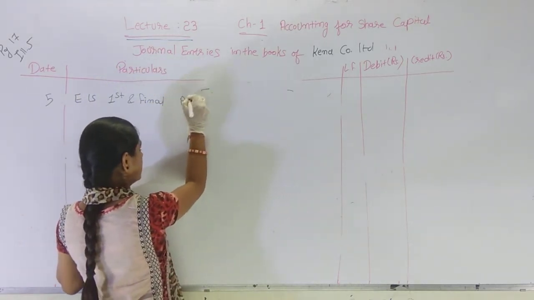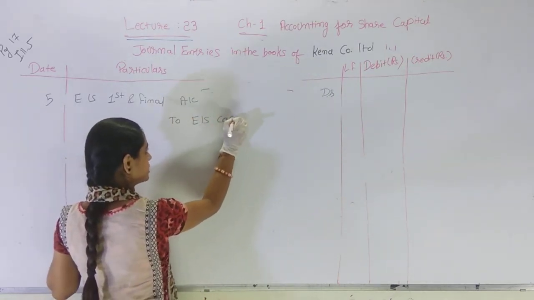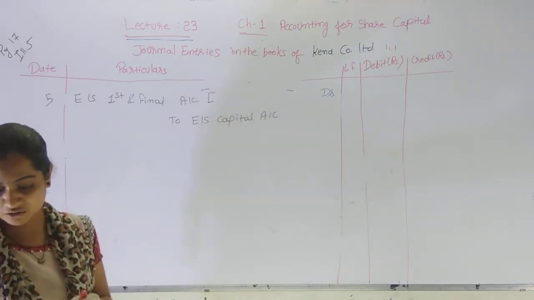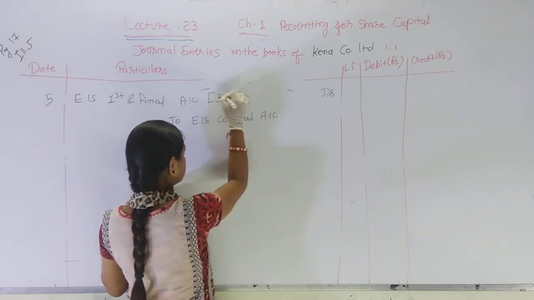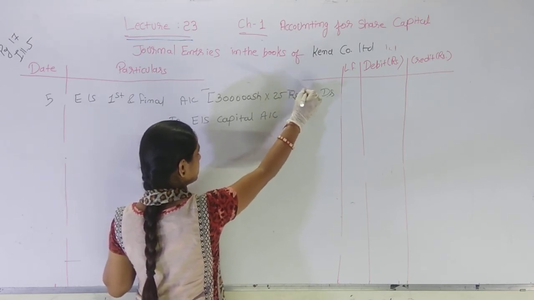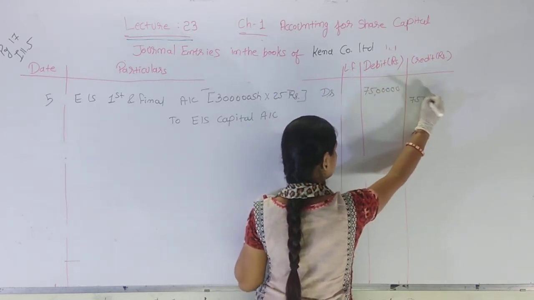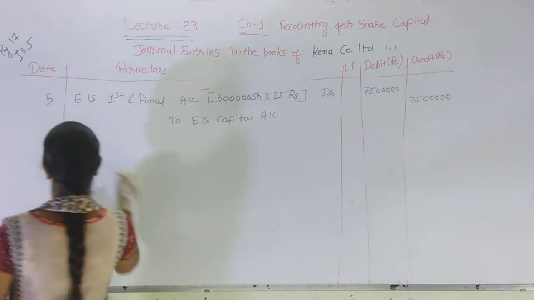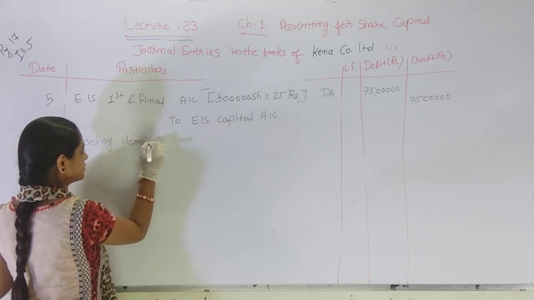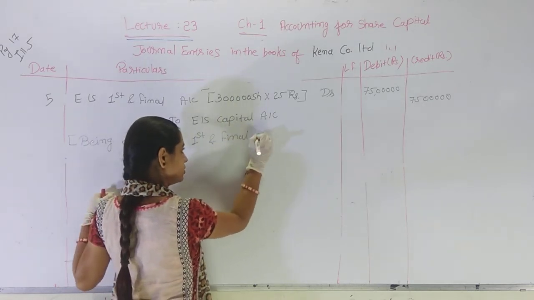First and final call. Account debit to equity share capital account. The amount is total 3 lakh shares into 25 rupees. So 75 lakh debit and 75 lakh credit. Into bracket we have to write being demand of first and final call money.